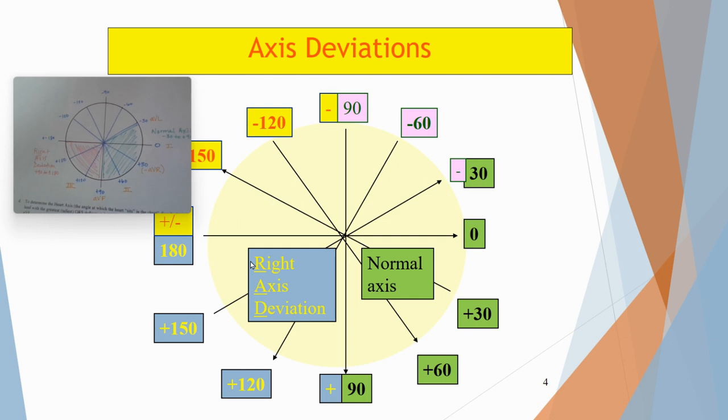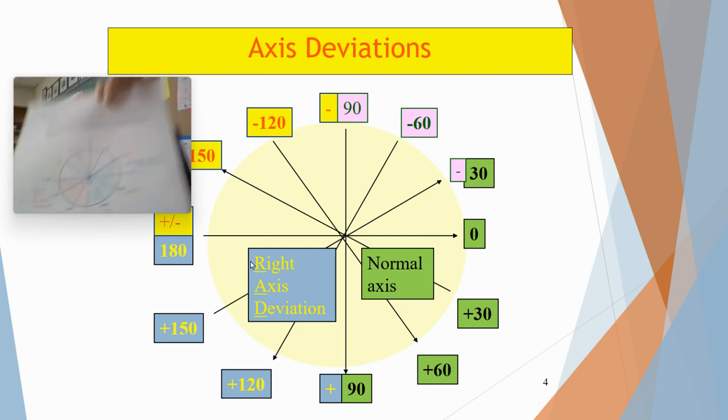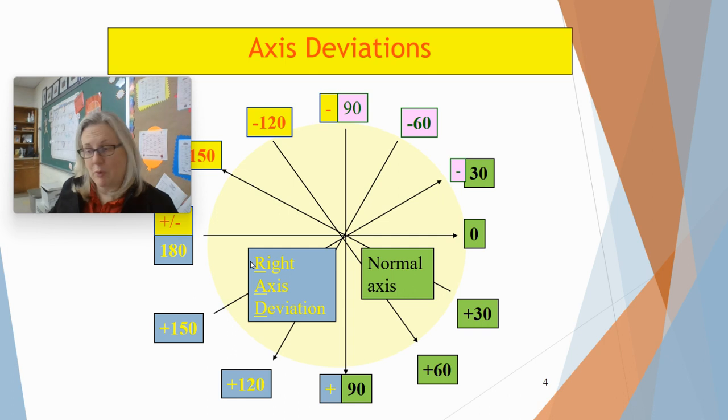But just know that you can shade it in different ways, highlight it, whatever you want to do for the normal axis and the right axis deviation. Of course, you can pause this at any time if I'm going too fast or if you can't quite keep up. No big deal. Pause it if you need to.